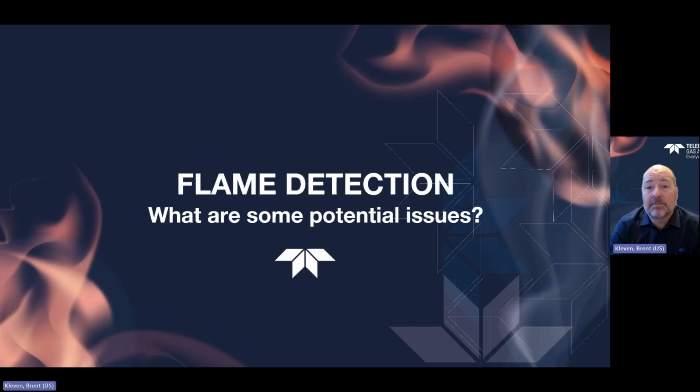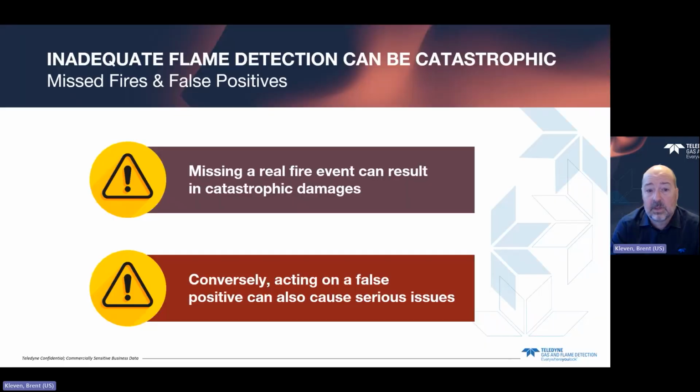So what are some of the potential issues we face in a flame detection system? Well, one, inadequate flame detection can be catastrophic. If we miss a real fire event, this can be a very, very catastrophic and very serious issue. So we don't want to miss anything. We want to make sure we get all the fires. But on the other hand, we want to make sure it's a real fire. If we say there's a fire and it's not, this can cause a lot of serious issues as well. Let's give a couple examples on this.